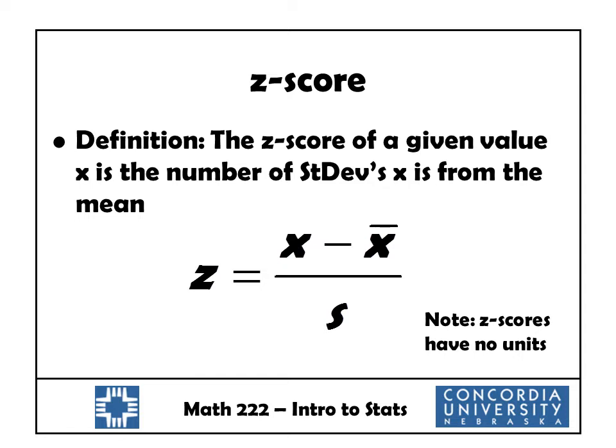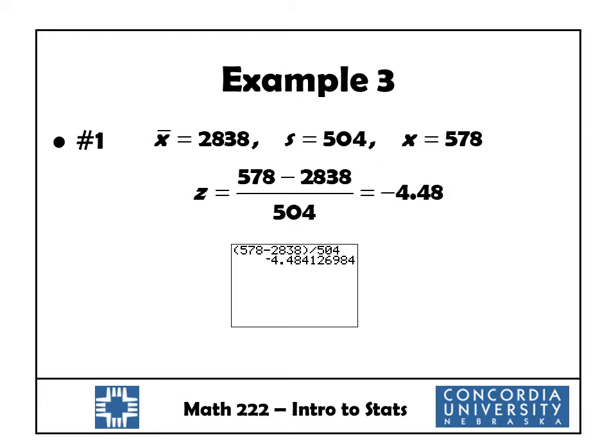Now one important thing about z-scores is that they have no units. They are unitless, so that means we can compare z-scores from 2 different sets of data. In the first example, we see our numbers there. x is 578, subtract the mean of 2838, divide by the standard deviation of 504, and you see the calculator command there. Notice again that we put that subtraction in parentheses, because if we don't, the calculator will not do order of operations properly. So this x value has a z-score of negative 4.48.